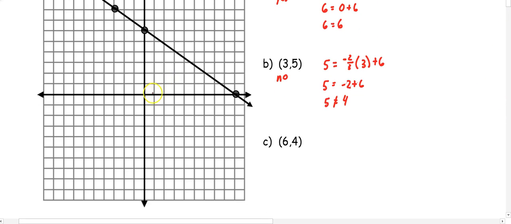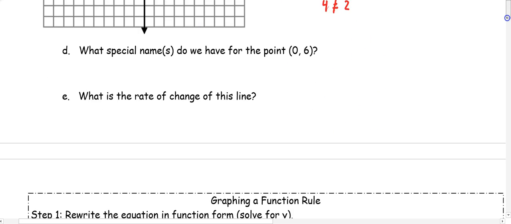Our next point is 6, 4. 2, 3, 4, 5, 6 over 4. This is also not a solution because it's not on the line, and we can test that in our equation again. So 4 equals -2/3 times 6 plus 6. So -2/3 times 6 is -4. -4 plus 6 is just 2. And 4 does not equal 2. So again, that would mean that that point's not on the line. It's not a solution to the function.